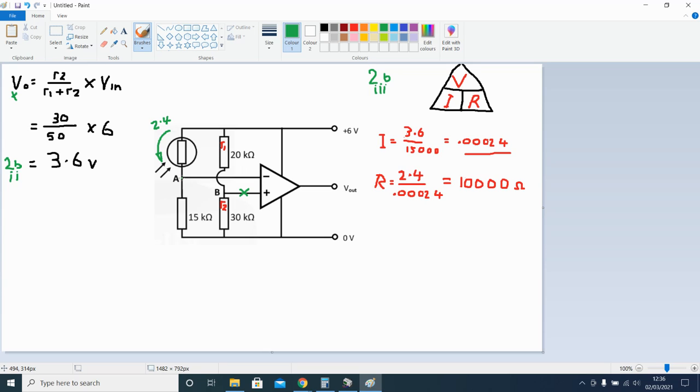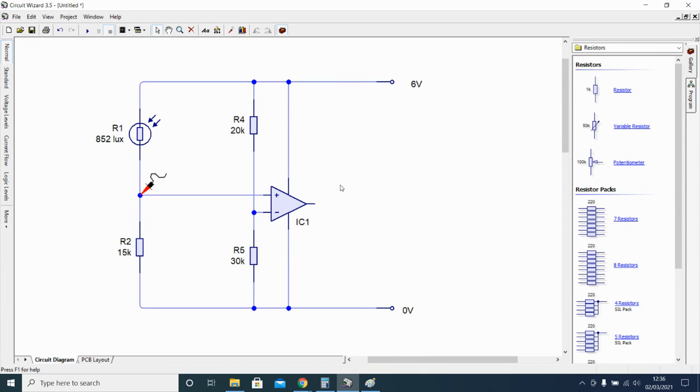We know our current across here now because we have the current at this point. So R is what we're looking for. R is equal to V over I. R is equal to the voltage dropped across the LDR, 2.4, divided by the current at that point, 0.0024, which will give us an answer of 10,000 ohms or a 10 kilo ohm resistor. So basic potential divider, Ohm's law, think logically, and you'll be able to work these out. Let's have a look at the circuit of that.